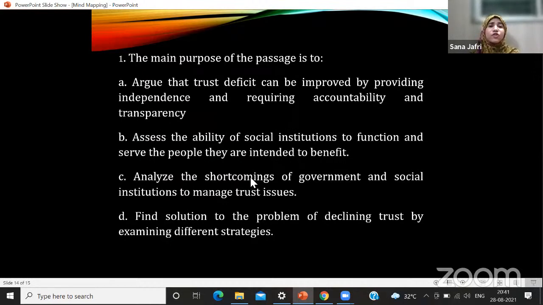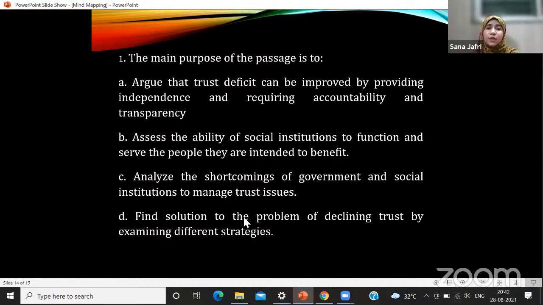C, analyze the shortcomings of government and social institutions to manage trust issues. Okay. Analyze the shortcomings. Shortcomings are limitations. Limitations of government and social institutions to manage trust issues. Fine. This is not very convincing because they are not just analyzing the limitations. They're not just talking about the limitations, but the passage is about much more. Okay, so if I find a better option, I'll go for it.